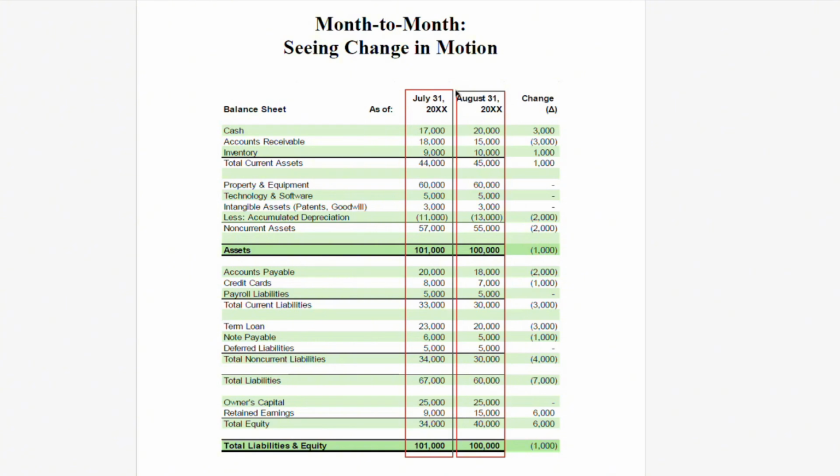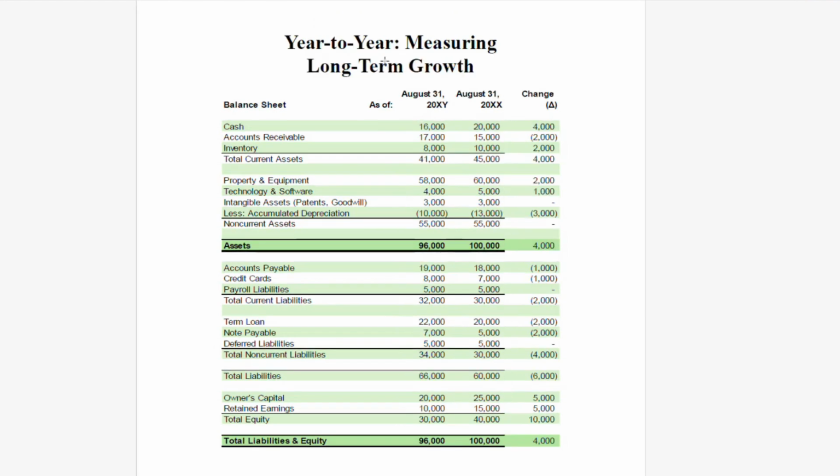In this particular case, the comparison that we're making is from one month to the next. You can do one month to the next. You can do year over year financial statements. Do we have an example of that? Here we have an example of that. You can see that here we're dealing with two August 31st balance sheets. So the difference between these is one year over another.